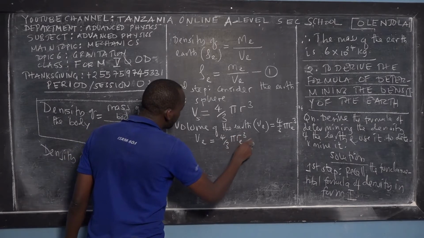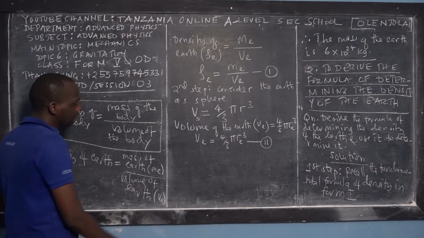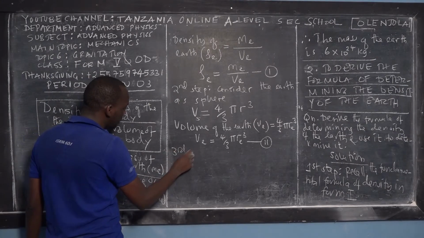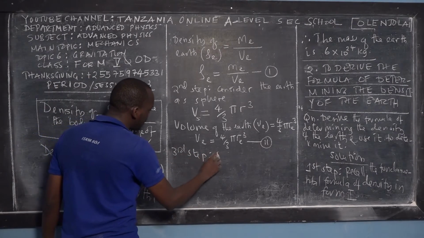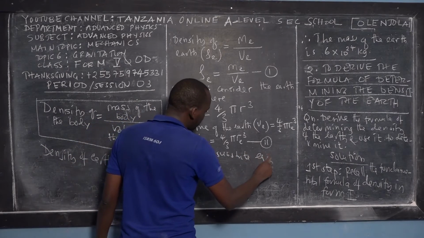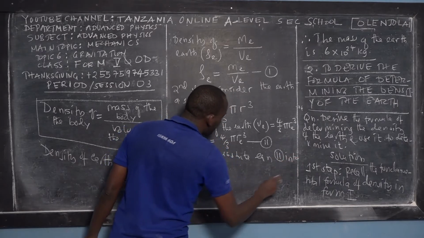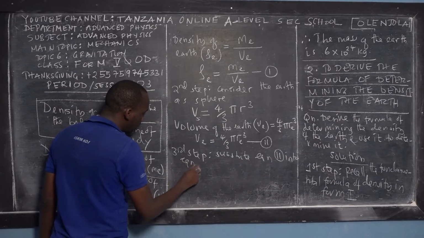radius of the S cubic. This is equation 2. Okay? Then we go forward for the steady state. So the steady state, we say that substitute equation 2 into equation 1.